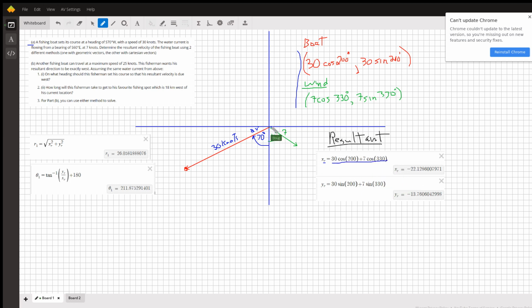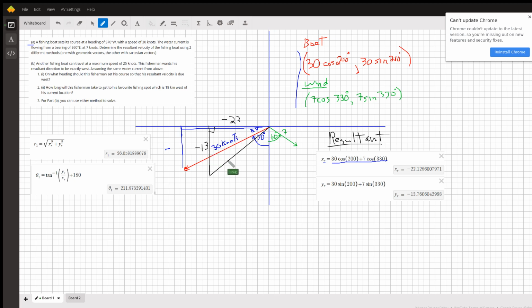So that means this distance right here is negative 22.12, and this distance is negative 13. And if we want to find out what the magnitude of that resultant vector is, and by the way, that result, whoops, I did that wrong. The resultant vector looks like this. Not quite as long as 30 knots, it's 22 and 13. So there's the resultant vector. Sorry, I did that wrong. Erase this. So the x and y components of the resultant vector are negative 22 and negative 13.